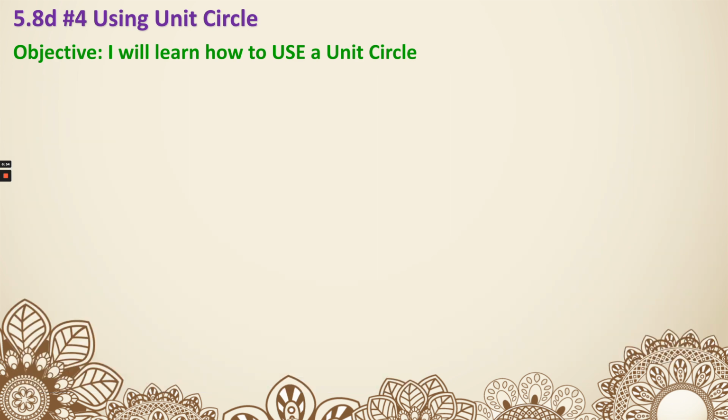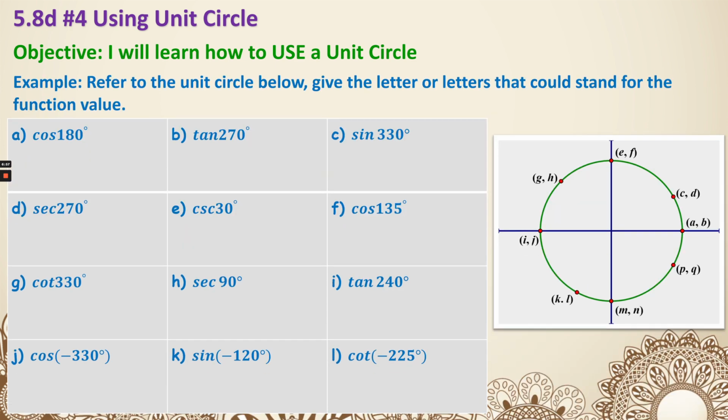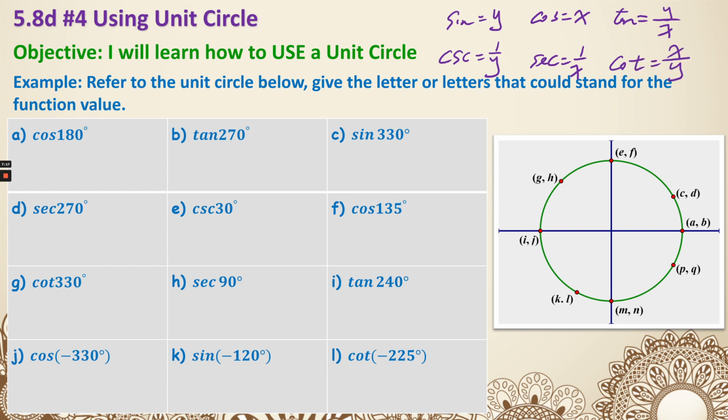Okay, moving on to the next example. This time it is asking us to represent things. So let me write down again. Sine is y, cosine is x, tangent is y over x. That means cosecant is 1 over y, secant is 1 over x, and cotangent is x over y. So here it is. It's asking you to use the letters that are given to represent the value. It didn't ask you to find the exact value. So basically, we just need to understand how to use the x coordinates and the y coordinates to represent all of these different trig functions.